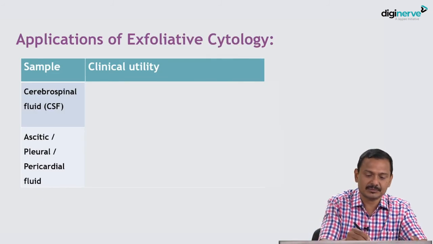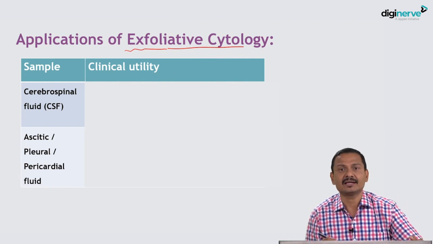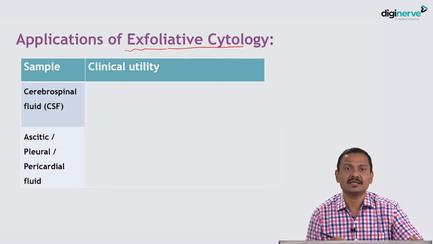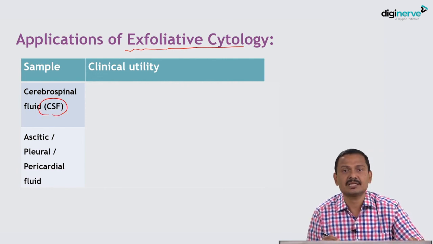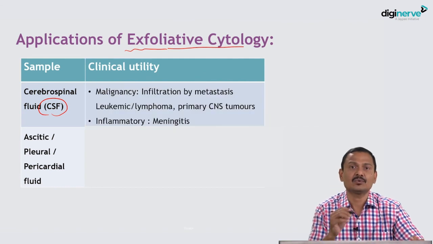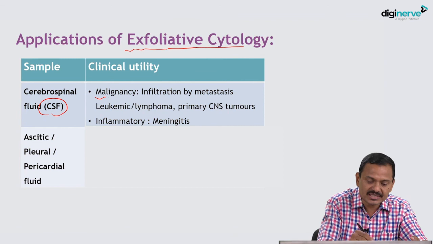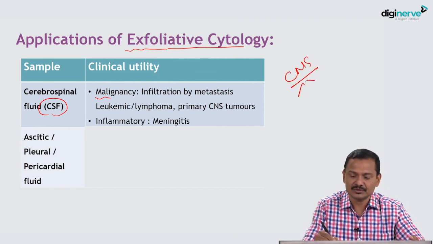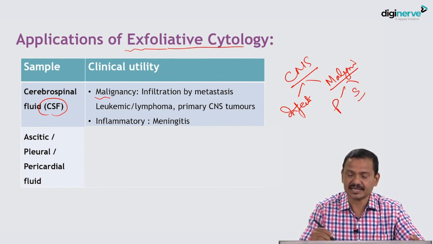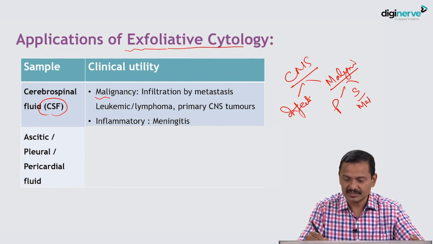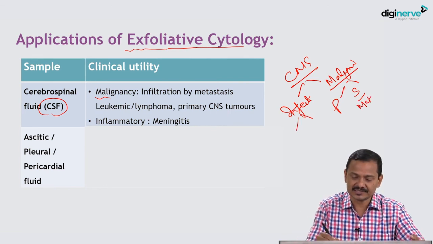Now, let us talk a little bit about exfoliative cytology and the different samples that we get in exfoliative cytology. The first sample is CSF or cerebrospinal fluid. Let us see what is the utility. The CNS, we know, can be involved with infections or with malignancies. Malignancies can again be primary, from a tumor of the CNS, or secondary, like metastasis, and infections can again be bacterial, fungal or viral.